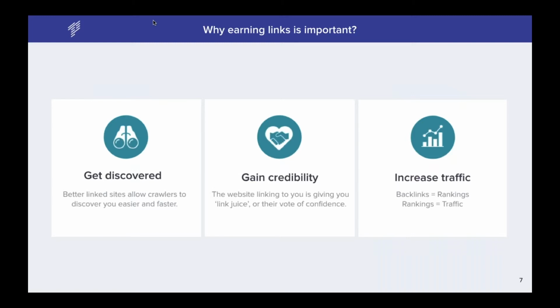Another thing is the credibility. You can gain this credibility because the website linking to you is giving you what we call link juice. I can call it SEO power or a vote of confidence. You gain this credibility and authority thanks to the fact that a lot of people are referring to you as valuable content, as a valuable author, for instance, or a valuable site that they would like their users to go to, because they think it would be worth it for the person.